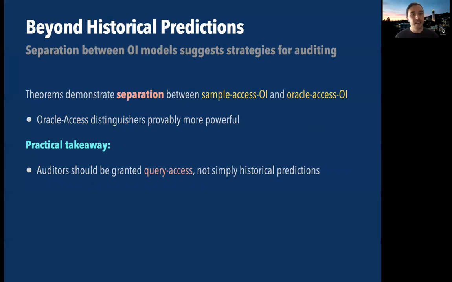Good. So I think a practical takeaway of this theoretical result is that in the real world, there's a lot of discussion about auditing algorithms. And what our results seem to suggest is that pretty generically, giving Oracle access to these auditors, allowing them to query the models that they're interrogating, is much more powerful than just looking at historical records. And so I think there's some practical import to this theorem as well.